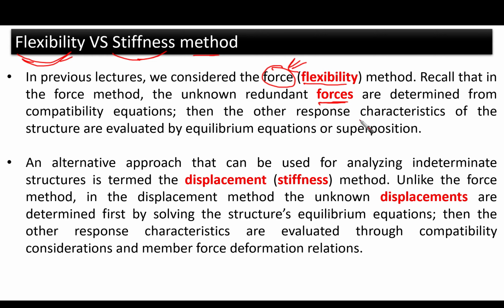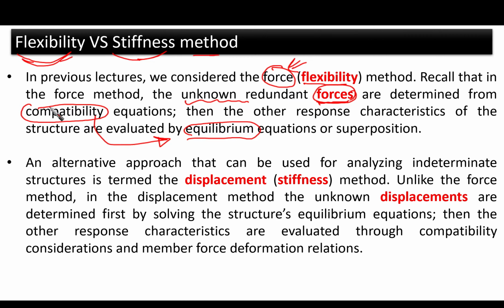So we start like this: we go with compatibility equations, and after that we end with equilibrium equations, right? This is the flow of what we were doing in the flexibility method. And remember that the unknown redundants were the forces. Forces were our main redundants.